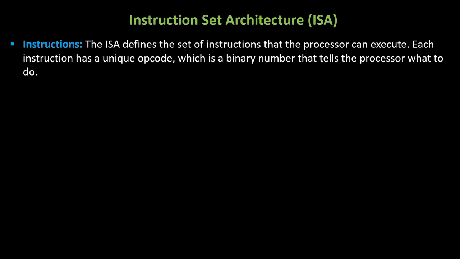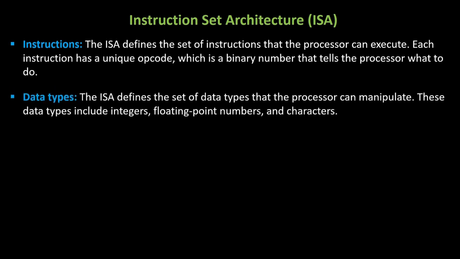Now, let's talk about the data types supported by an ISA. A processor can manipulate various types of data, such as integers, floating point numbers, and characters. The ISA defines how these data types are represented and processed within the processor. This ensures that the software and hardware agree on how to interpret and operate on different types of data.